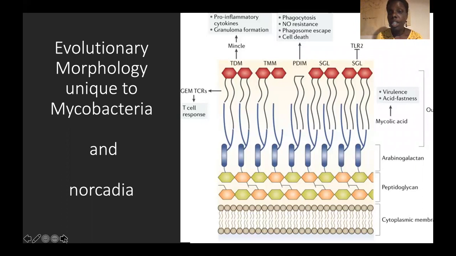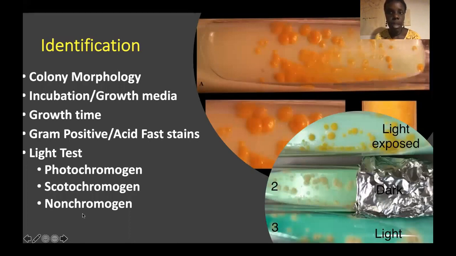Evolutionary morphology unique to Mycobacterium is the mycolic acid that we find in the cell wall. Nocardia also shares this mycolic acid. It's a different type of mycolic acid, but both of them have mycolic acid in their cell walls. Because of this stain, the primary Gram stain, they are Gram positive and must be acid-fast stained.